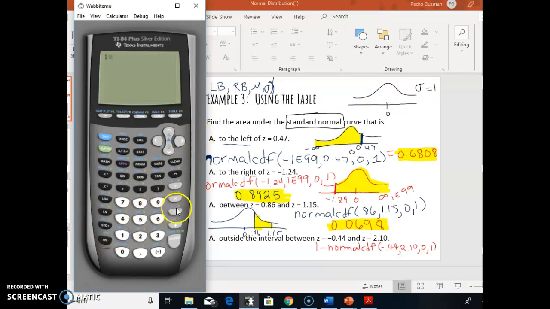So 1 minus normal CDF, so that's second vars number 2. The lower boundary is negative 0.44. The upper boundary is 2.10. Mean is 0. Standard deviation is 1. Paste. And that gives us 0.3478.